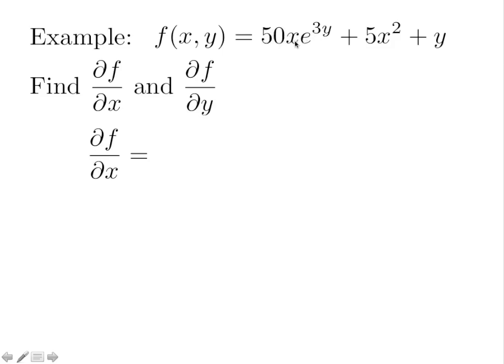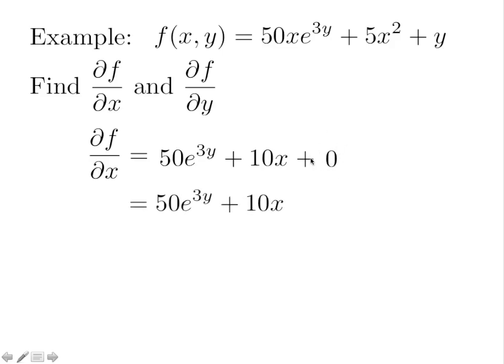These two numbers multiply with x, so therefore the partial derivative of this first term with respect to x is 50 times e to the 3y. Now for the second term, this is a little bit easier because you don't have any y involved. So the partial derivative of the second term with respect to x is just 10x. And the last term, because y in this case is a constant, and the derivative of a constant by itself is 0, the derivative of this term is 0.